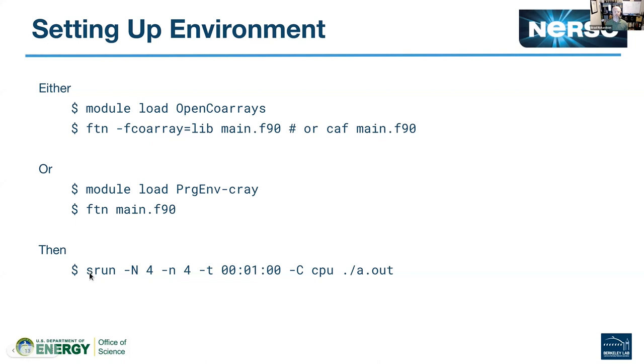Then when you're running these programs as parallel executions, you use the srun command and tell it you're going to use four nodes with a process on each. And the parallel features of the language just work for CPU programming, so just tell it to use a CPU-only node like that.